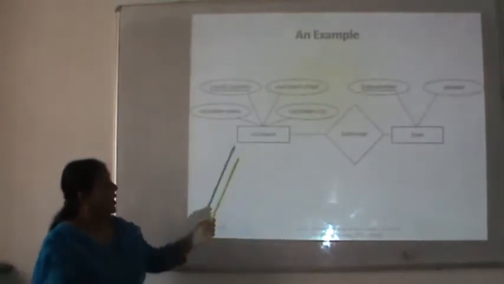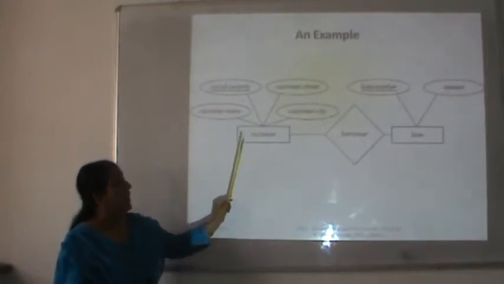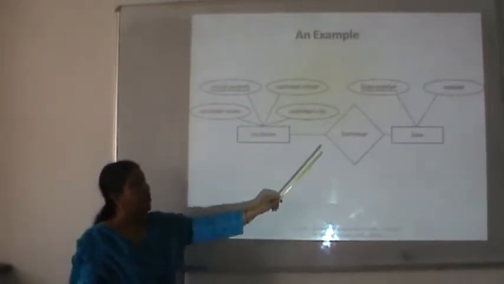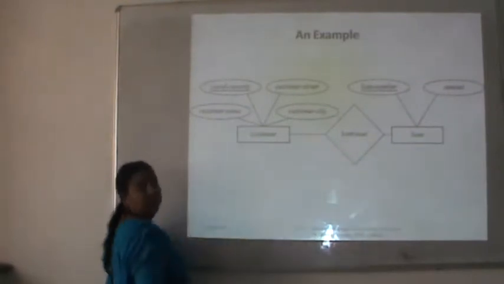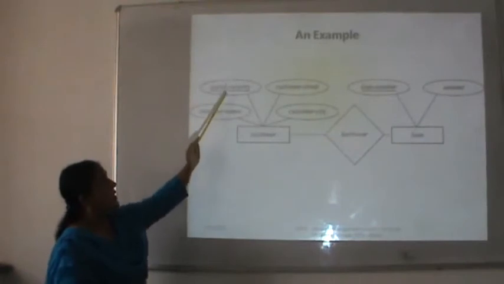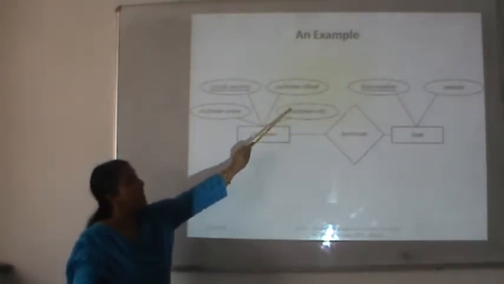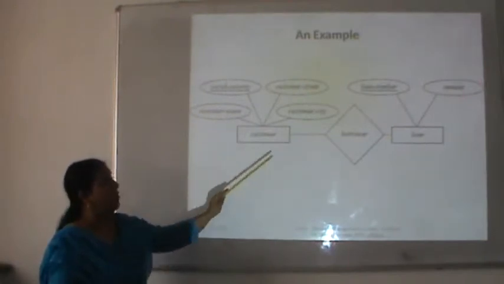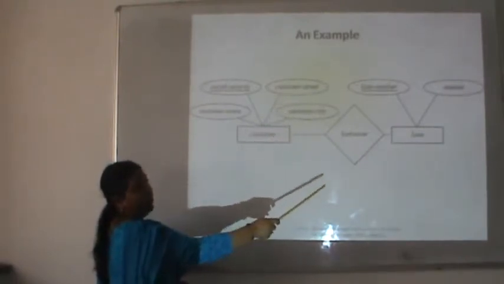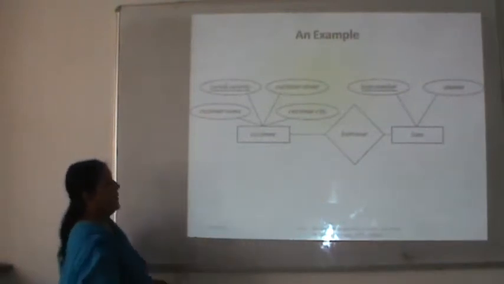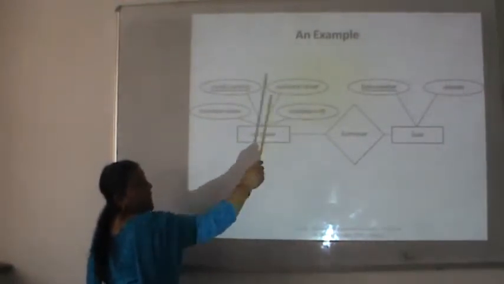Let's take an example. A customer borrows a loan. So how many entities are there? There are two entities, customer and loan, and one relationship, borrower. So we have three tables here: customer, borrower and loan. Now, attributes of customers are customer name, social security number, customer street and customer city. So these four attributes become the columns of the table customer. The attributes loan number and amount become the columns of the table loan. So here we have three tables in a database: customer, borrower and loan. Customer will have four columns and the loan table will have two columns.